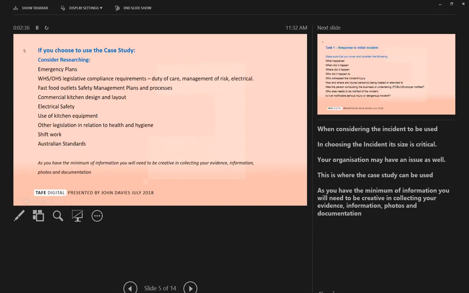When should we choose to use the case study? When considering the incident to be used, in choosing the incident, its size is critical. Your organisation may have issues as well. This is where the case study can be used. The case study has a minimum of information and you will need to be creative in collecting your evidence, information, photos and documentation.